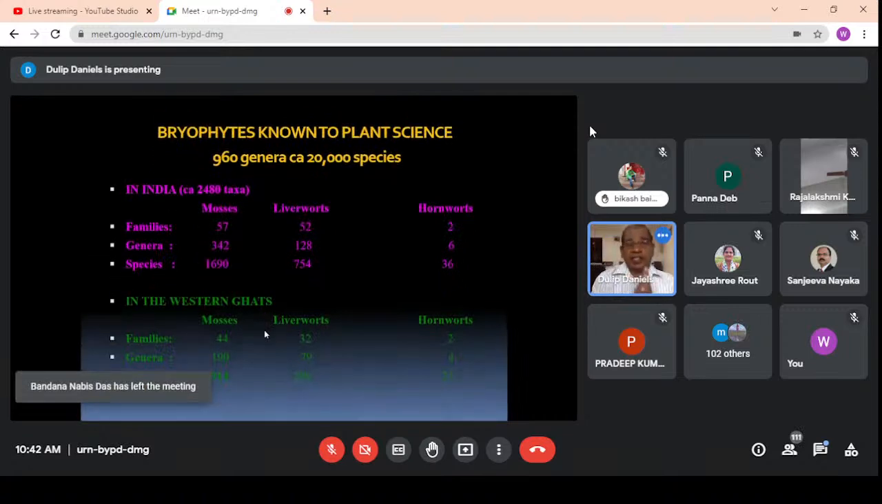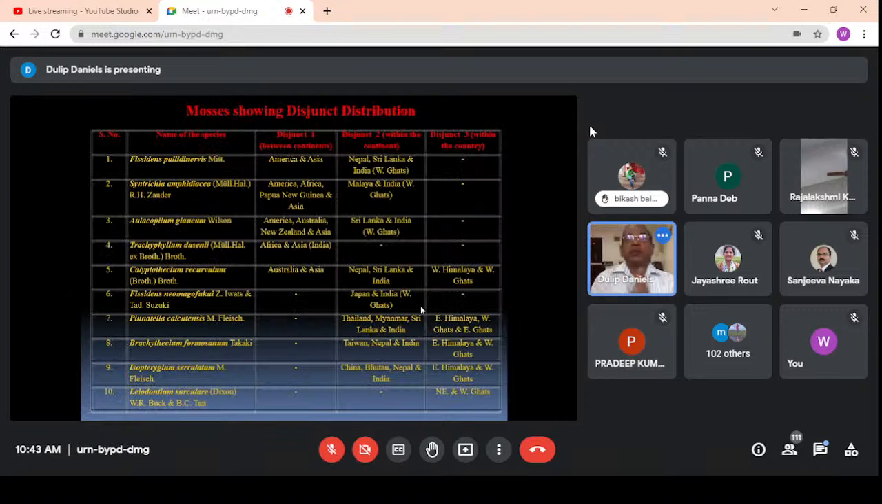Well, this is just data. What we have so far identified, definitely these figures would change because research is going on all over. So these are tentative figures, whatever we have done all these years, and this is definitely going to change in the coming days.